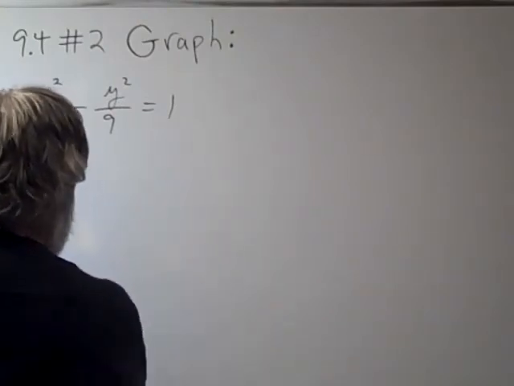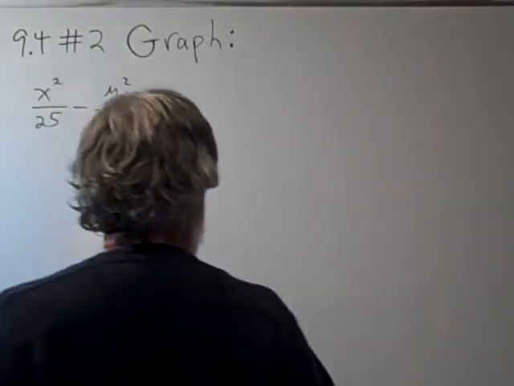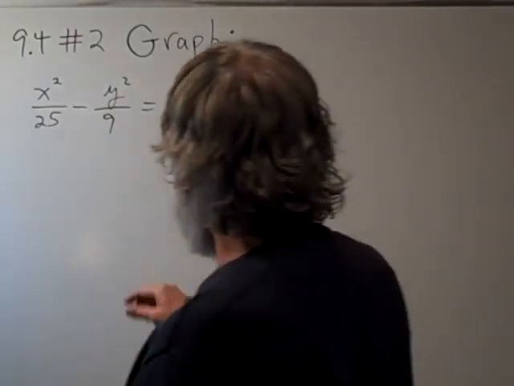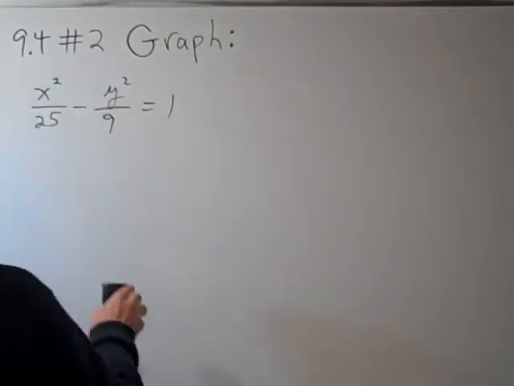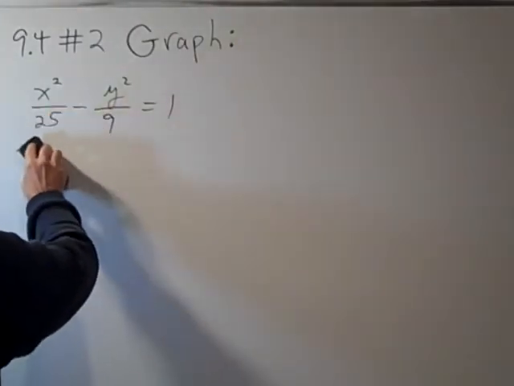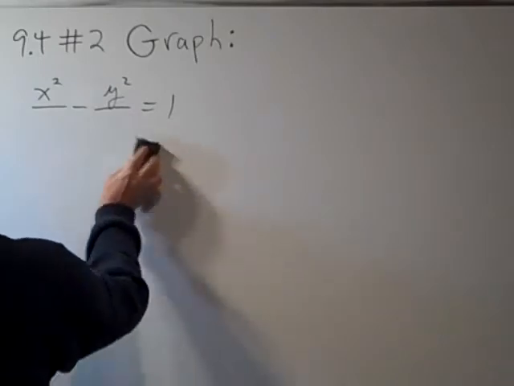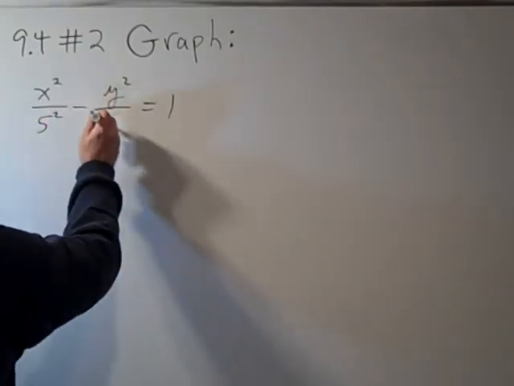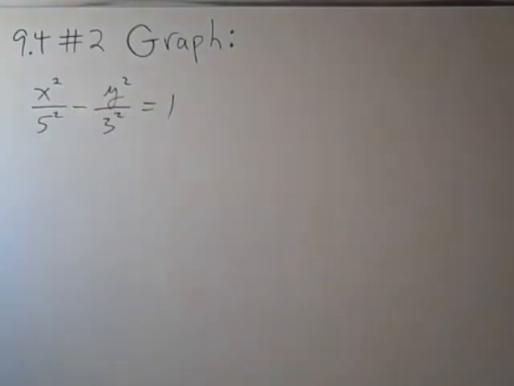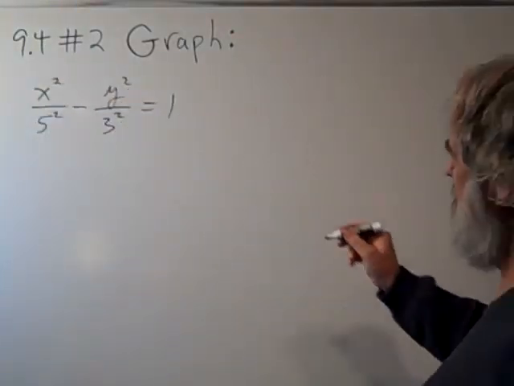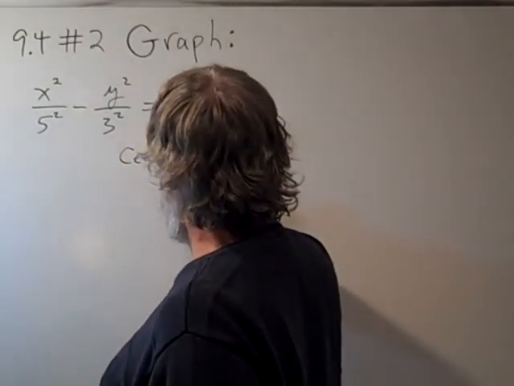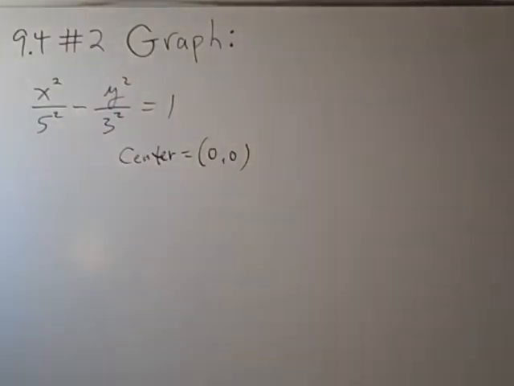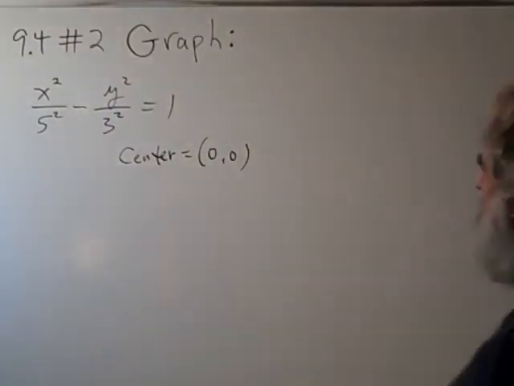To graph this pair of hyperbolas, it's one hyperbola with two branches actually, we first replace the denominators with the numbers the square of something. So this will be 5 squared and 3 squared. The center of this is 0, 0, since it's x minus 0 that's squared and y minus 0.